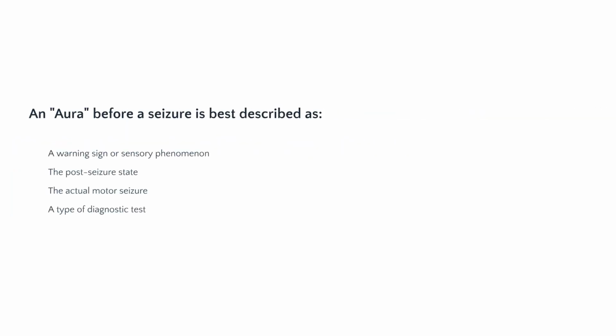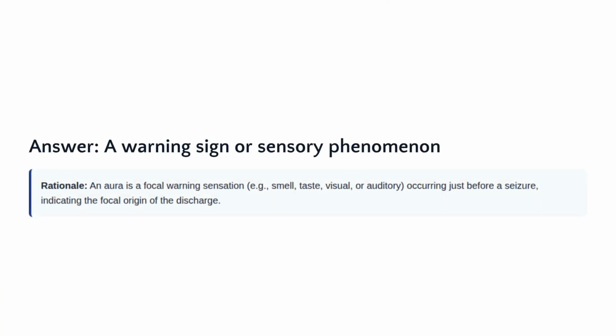Next question. An aura before a seizure is best described as? The answer is a warning sign or sensory phenomenon. An aura is a focal warning sensation occurring just before a seizure, indicating the focal origin of the discharge.